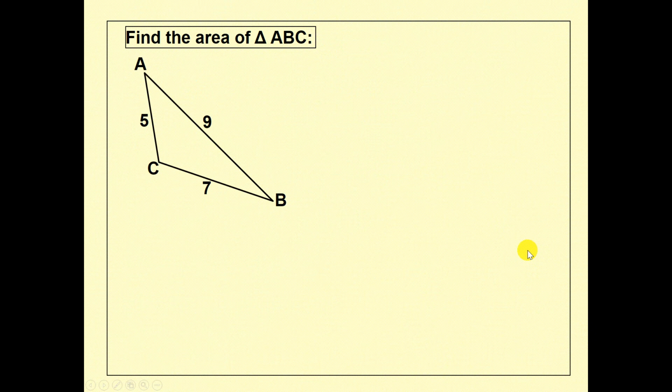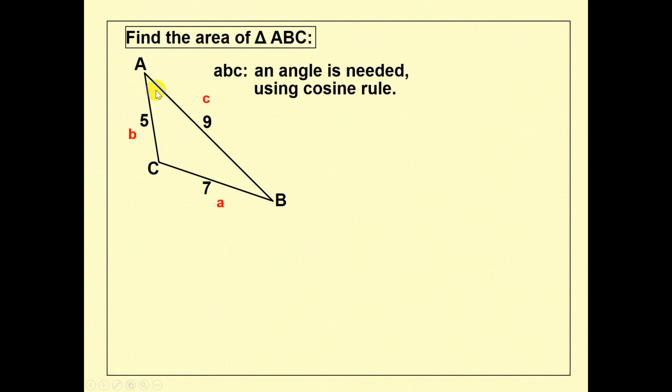Last question. We want to find the area of triangle ABC. You will notice that we have three sides, no angles. So when we have three sides and no angles, remember the cos rule. We manipulate the cos rule to find angle A. So using the cos rule, we have cos of angle A is equal to b squared plus c squared minus a squared, divided by 2bc.